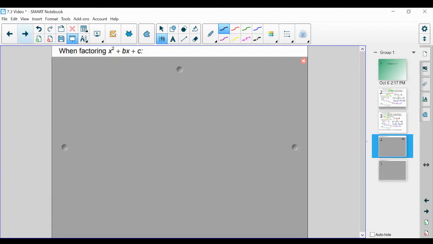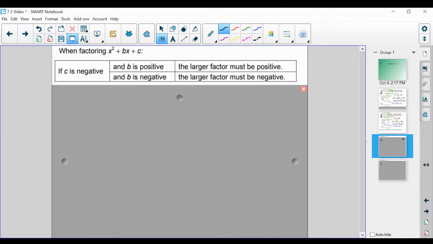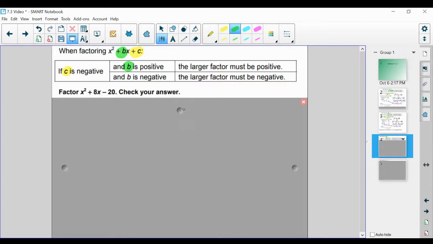All right, so we should now be on the back side of our guided notes, and we are going to be talking about 2 more instances, one and then another. If we have C is negative and B is positive, then the larger factor must be positive. And let's talk about what that means. Let's go through an example.